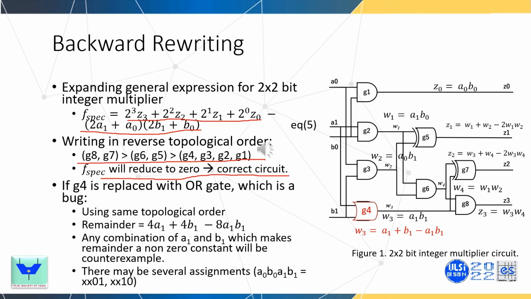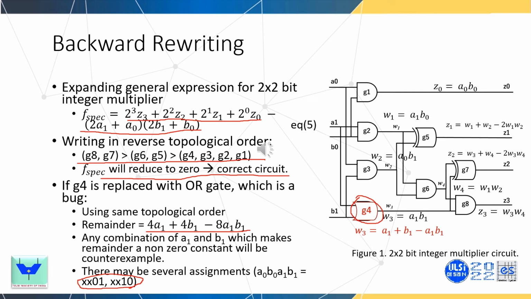Now a question arises: what happens when there are single or multiple bugs present in the circuit? Let us assume that by mistake gate 4, which is an AND gate, is replaced with an OR gate. In this case, the reduced polynomial will be a non-zero polynomial and a remainder will be generated, and we can conclude that the circuit is not bug-free. Using the generated remainder, we can generate counterexamples to localize the bug. In our study, we are focusing only on detecting a bug, not on localizing the bug.